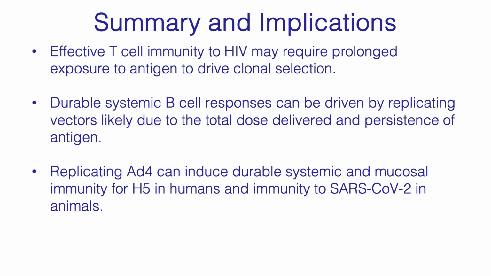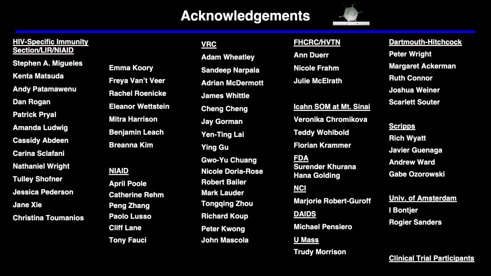All right, so I'll finish here. Effective T-cell immunity to HIV may require prolonged exposure to antigen to drive clonal selection. Durable systemic B-cell responses can be driven by replicating vectors, likely due to the total dose delivered and the persistence of that antigen. And replicating AD4 can induce durable systemic and mucosal immunity for H5 in humans and immunity to SARS-CoV-2 in animals. These are the people that made this all possible.